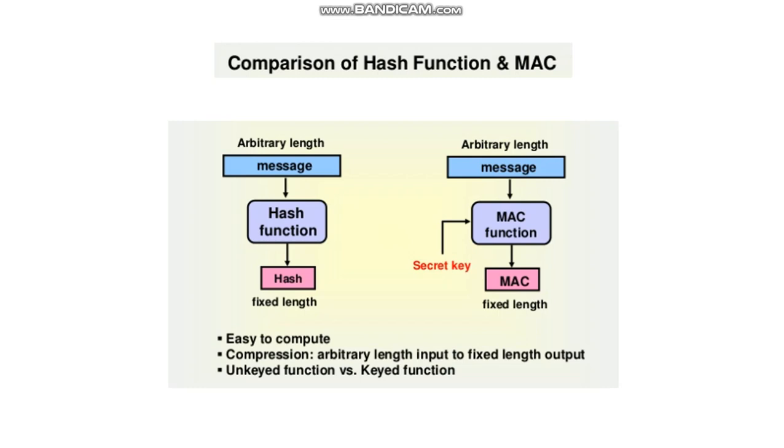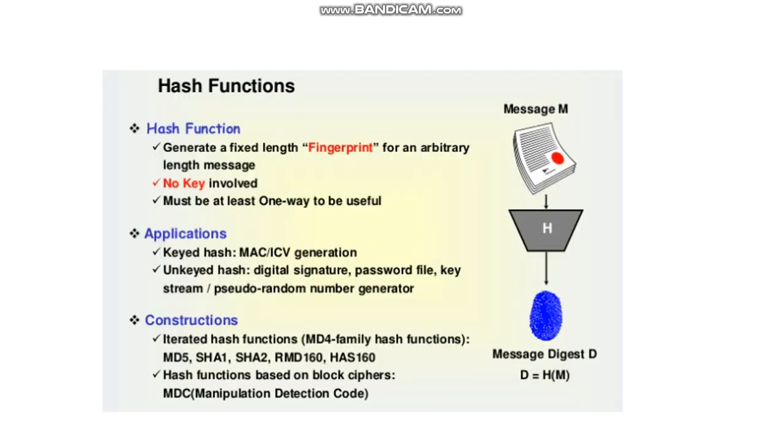Let us compare hash function and MAC. Already we know about the MAC, that is, message authentication code. The difference between these two is that a MAC function accepts a secret key. Using the secret key we compute the message authentication code, but here we don't use a key. That is the major difference between the hash function and the MAC.